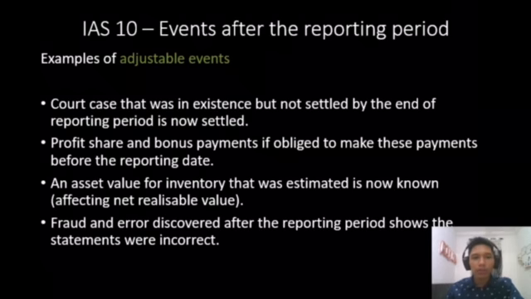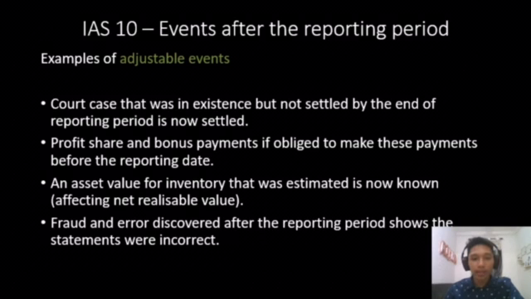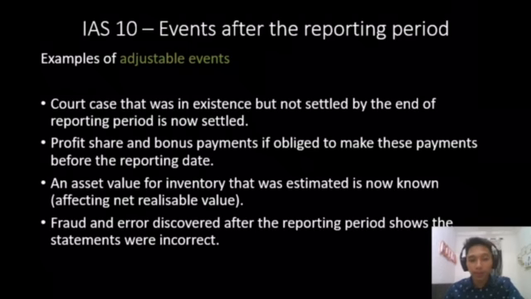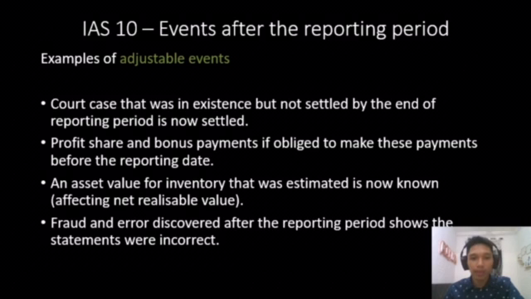Okay, so now we go to the examples of adjustable events. The first one is a court case that existed but was not settled by the end of the reporting period and is now settled. That existed means it existed before the reporting period but was not settled by the end of the reporting period. In this case, we put 31st December. So maybe this court case is settled in January or February. This is an example of an adjustable event.